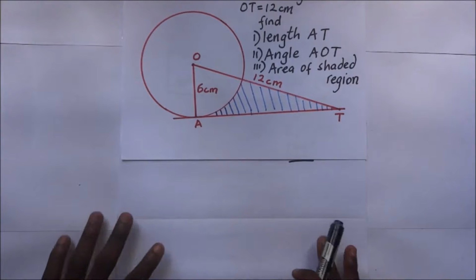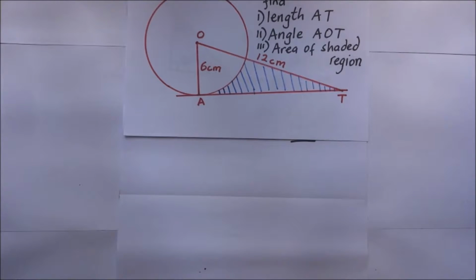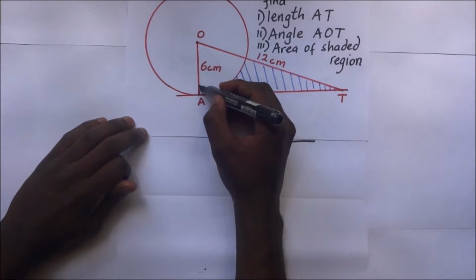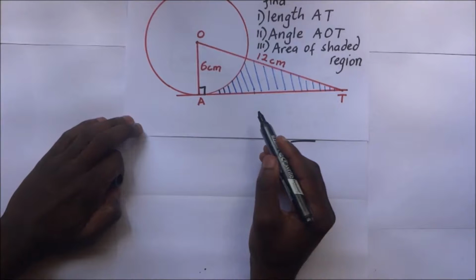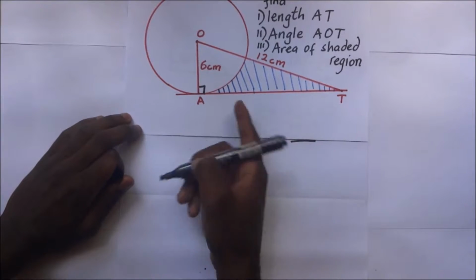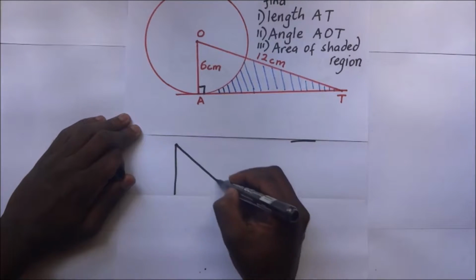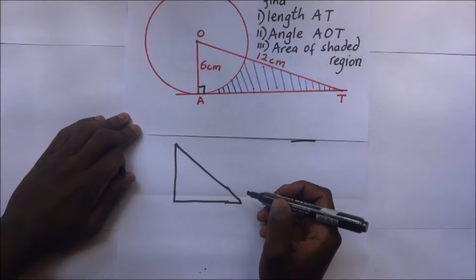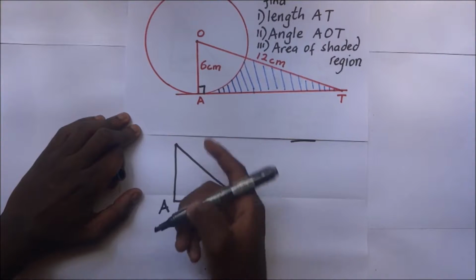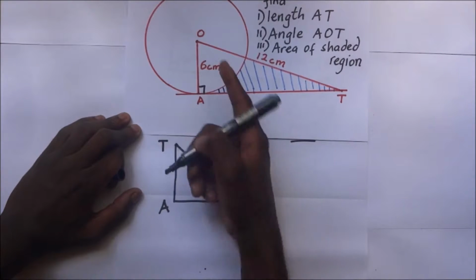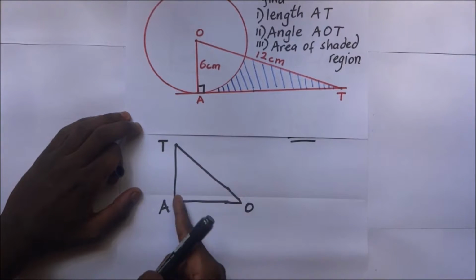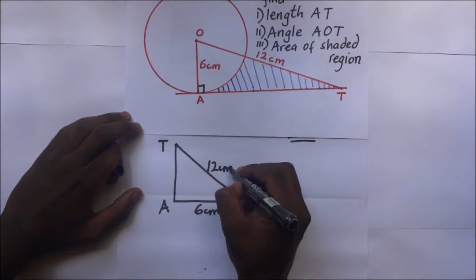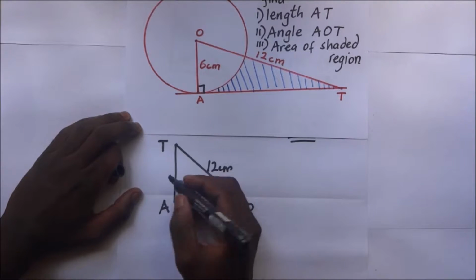To find the length of AT, we know that this is a right angle triangle, and the right angle here is 90 degrees. Let's rewrite drawing this. If this is our right angle triangle, in this right angle triangle, this is our value of A, then T is here, then O is right here. This here is 6 centimeters. Here it is 12 centimeters. And they want us to find the value of AT.